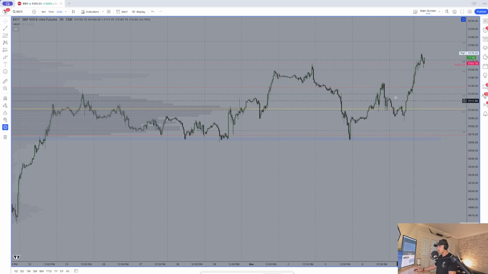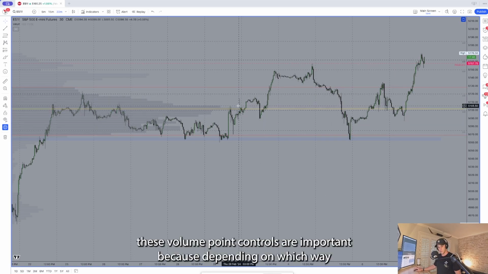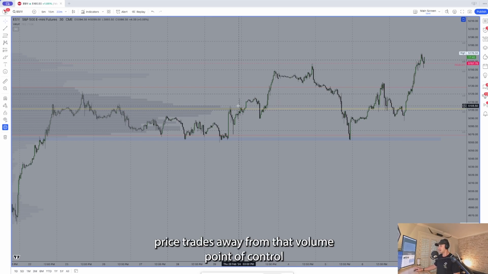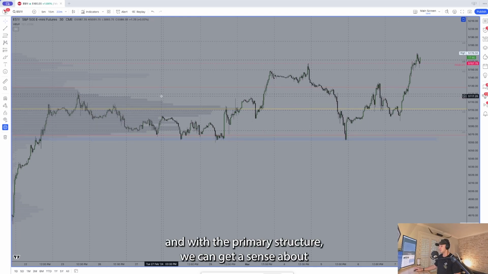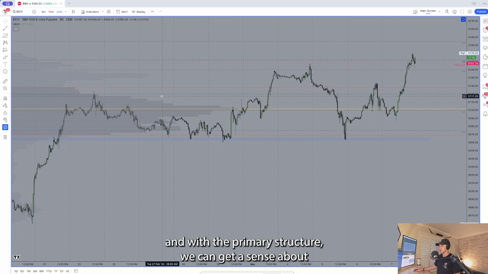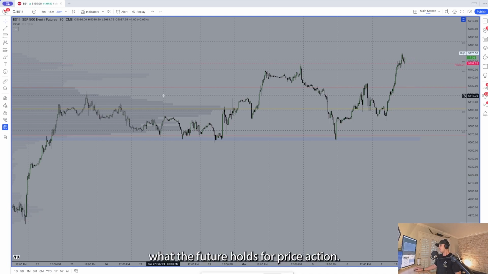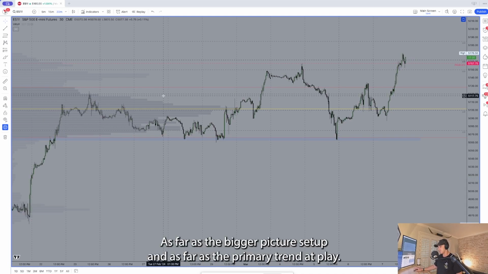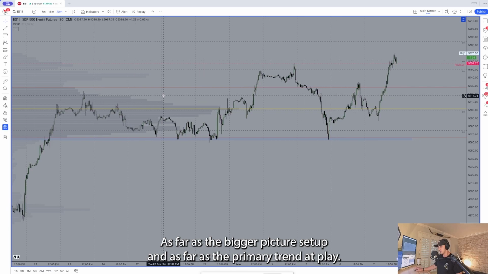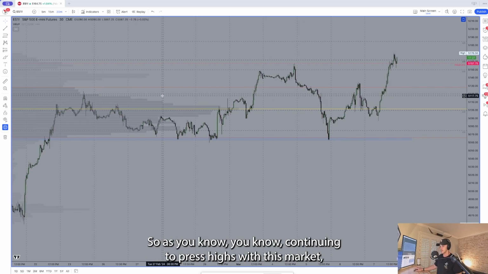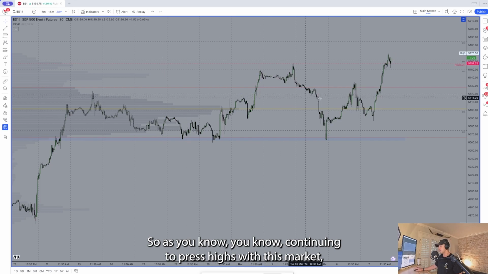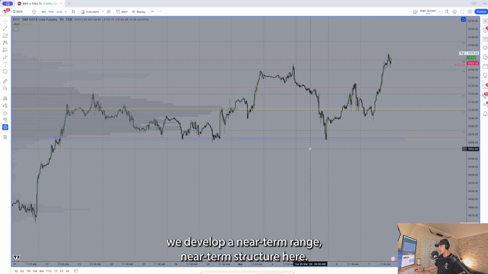Now, these volume point of controls are important because depending on which way price trades away from that volume point of control and with the primary structure, we can get a sense about what the future holds for price action as far as the bigger picture setup and as far as the primary trend at play. So as you know, continuing to press highs with this market, we develop a near-term range, near-term structure here.